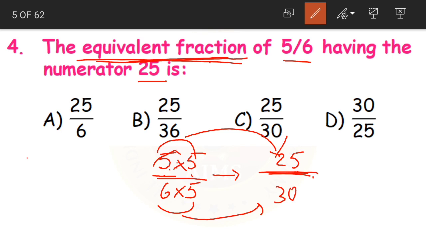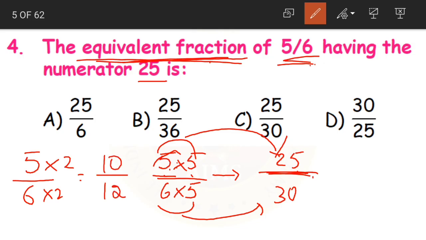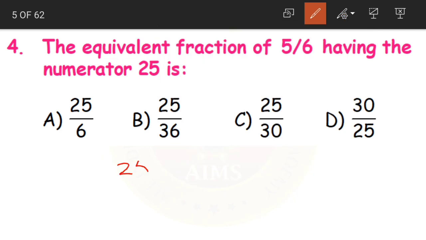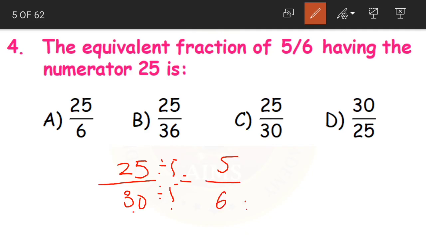Now if you remember about multiples, how did we find out multiples of a given number? Okay, let that be aside. Now if they give you 5 by 6 and ask you to find the equivalent fraction, you can do it like this. 5 2s are 10 divided by 6 2s are 12, or 5 3s are 15 divided by 6 3s are 18. Or else if you are having a bigger number, say 25 by 30, like this. You have to divide by the same number, children. 25 divided by 5 is 5, 30 divided by 5 is 6.